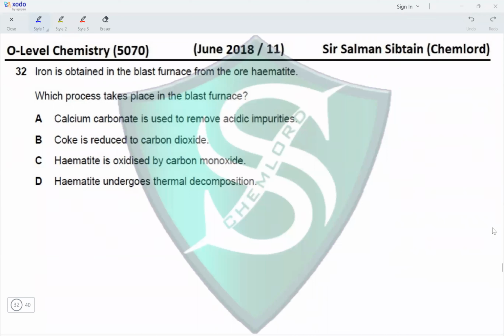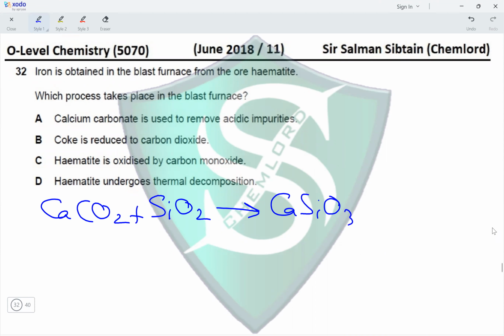Question 32. Iron is obtained in the blast furnace from the ore hematite. Which process takes place in the blast furnace? A. Calcium carbonate is used to remove acidic impurities. Yes, calcium carbonate reacts with the acidic SiO2, converting it into CaSiO3 and releasing carbon dioxide in the process.